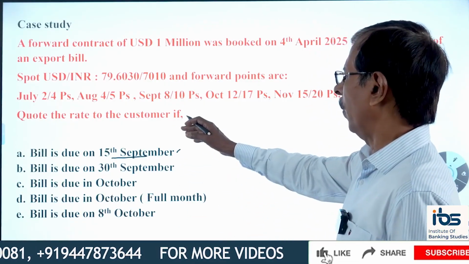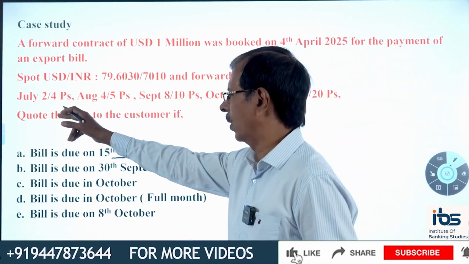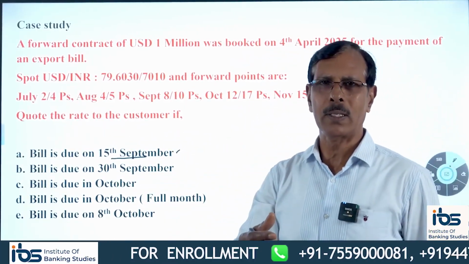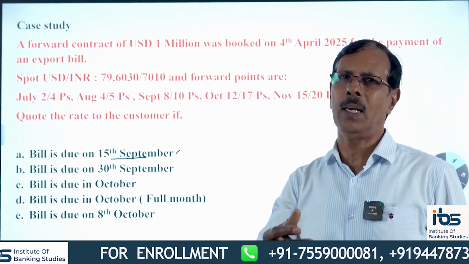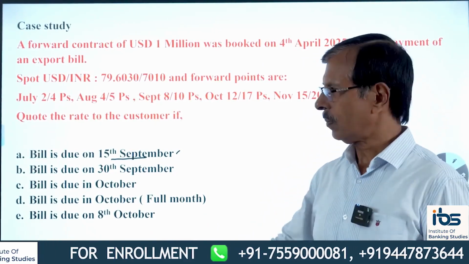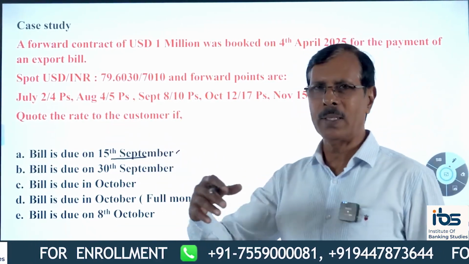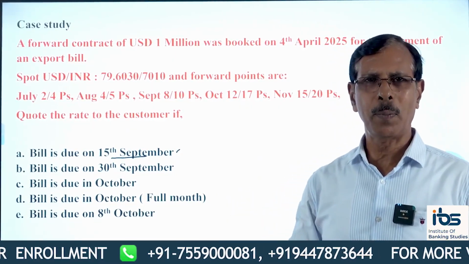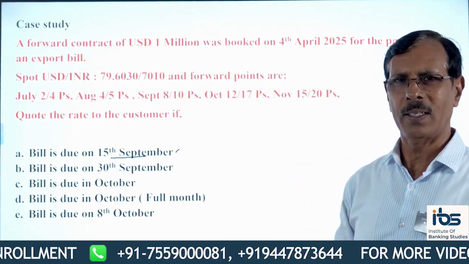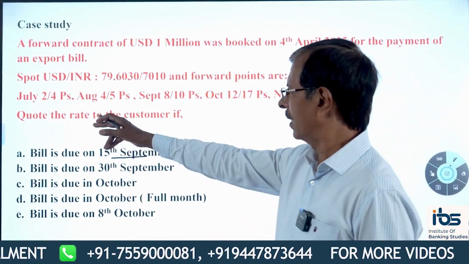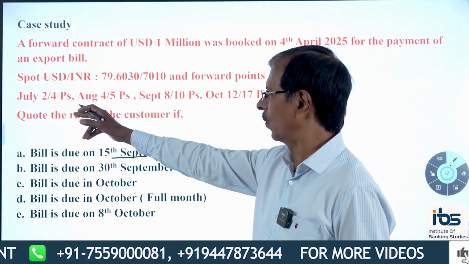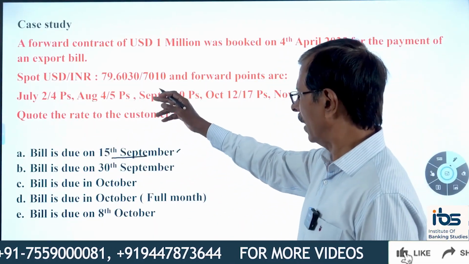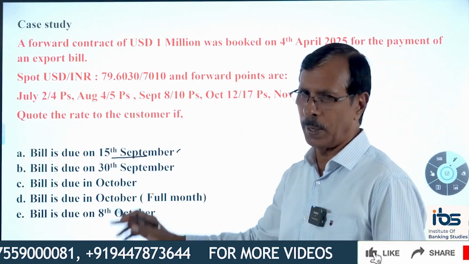Now look at the forward points. Here it is 2-4. In the previous session I was telling you that by looking at the forward points, we can decide whether the currency is at a premium or discount. If the forward points are in ascending order, the currency is at a premium, and if the forward points are in descending order, the currency is at a discount. Here it is in ascending order because 4 is greater than 2, it's increasing. Therefore, you can say that the dollar is at a premium.